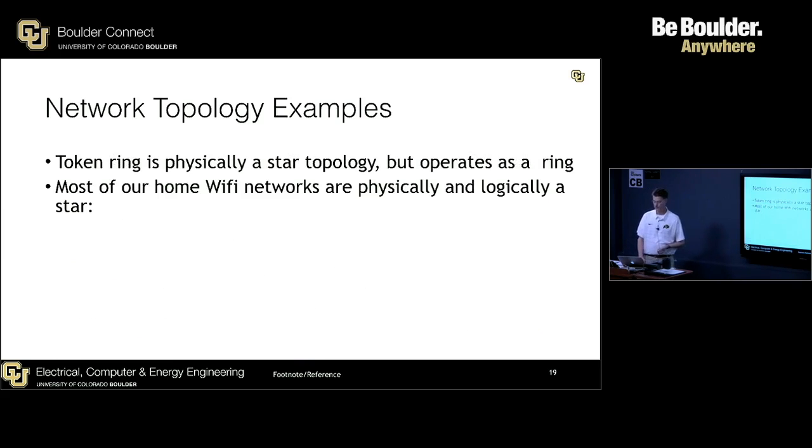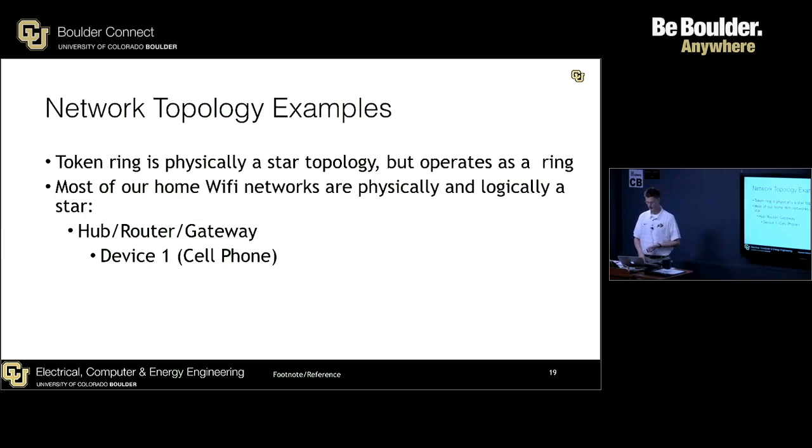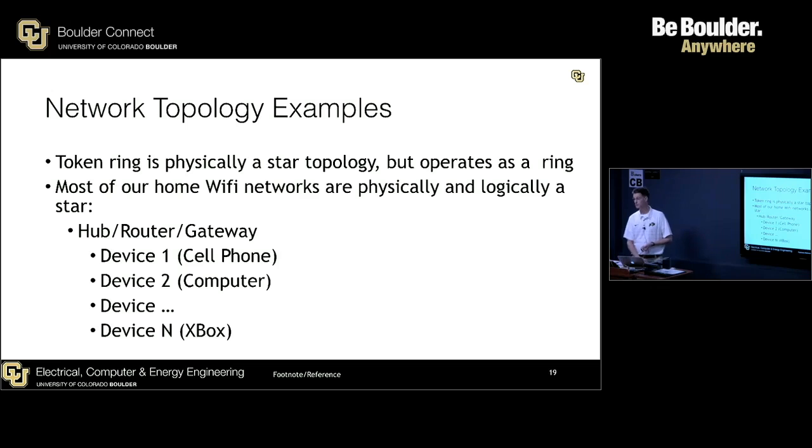Most of our homes and Wi-Fi networks are physically and logically a star, right? We've got a router, and then we hook all our stuff up. I think I listed them here. So we've got a hub, a router, a gateway. Cell phones are hooked up, our computers are hooked up, all kinds of devices are hooked up, a refrigerator's hooked up, microwave is hooked up, Xbox is hooked up, got all these devices hooked up in a star topology.